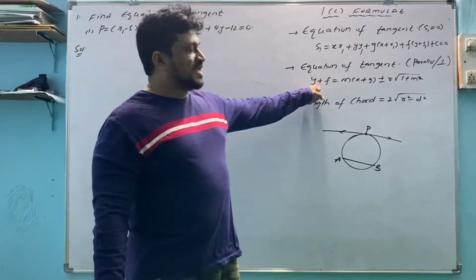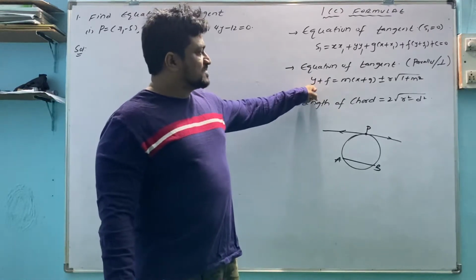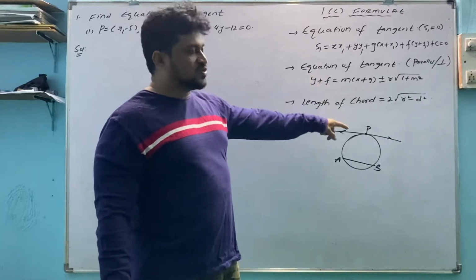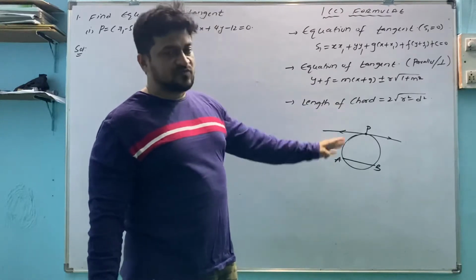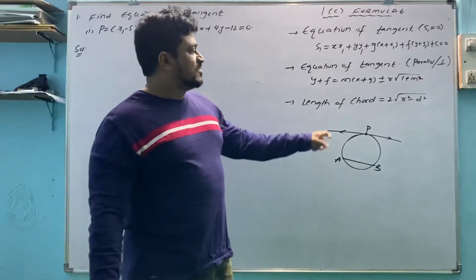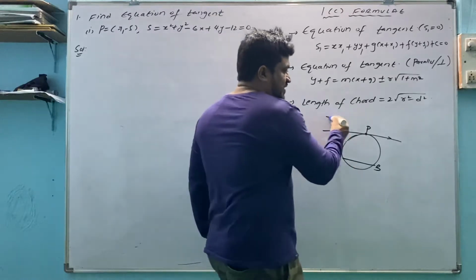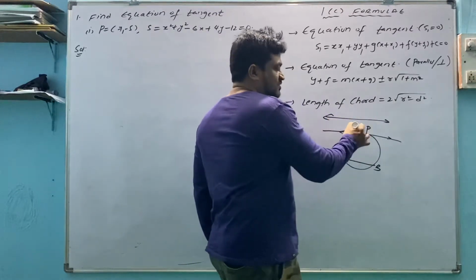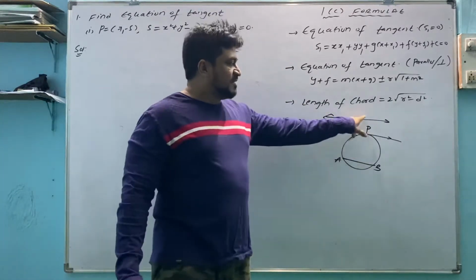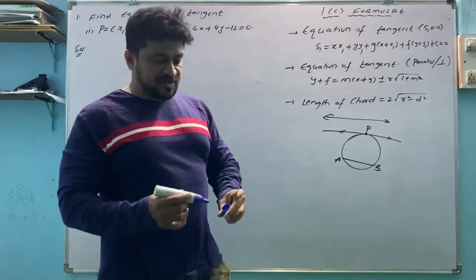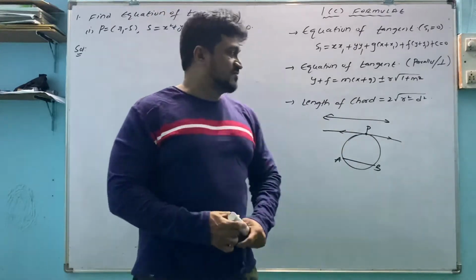For equation of tangent, this is the formula. When the point is not given to you, only the slope is given to you, the slope made with the x-axis, or one more tangent is given to you, that time we have to find the equation of tangent. If the point is not given, and a parallel tangent or perpendicular tangent is given, that also we will discuss afterwards.